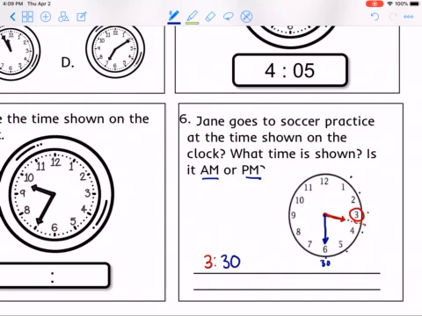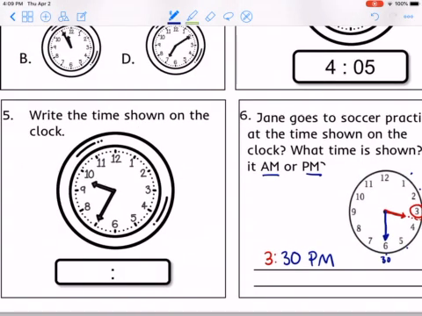A.m. is, remember, in the morning, so it's from dark until light till like lunchtime. And then p.m. is past morning. That's how I like to remember that, past morning. Well, 3:30 p.m. is going to be in the afternoon after school's over. So it's going to be past morning, p.m. is when it's going to be 3:30 p.m. when Jane goes to soccer practice.